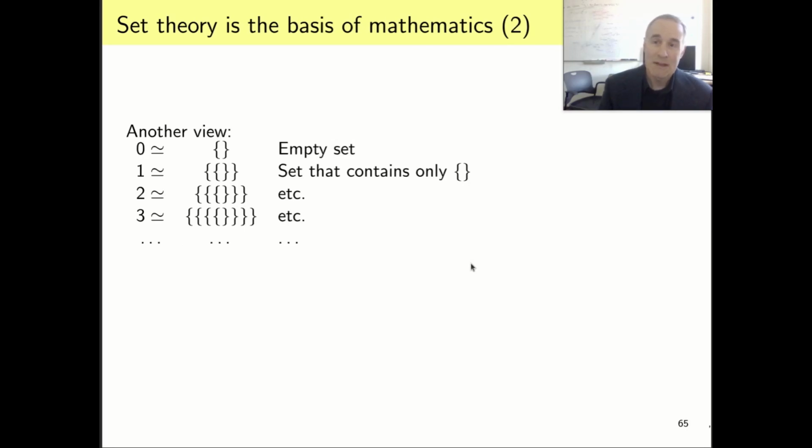And another way to look at this is that each of these sets represents a number. So the empty set represents 0. The set containing the empty set is the representation of the number 1, and so on. So now we've turned the integers into set theory.